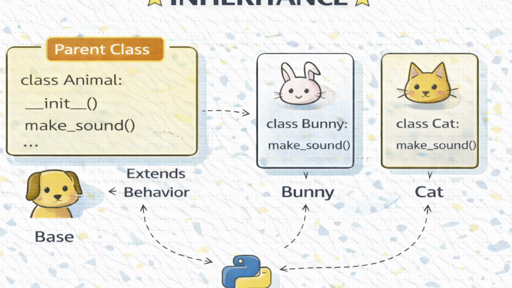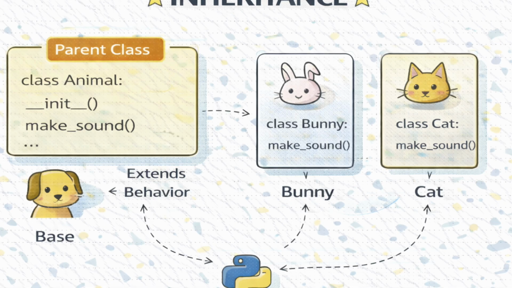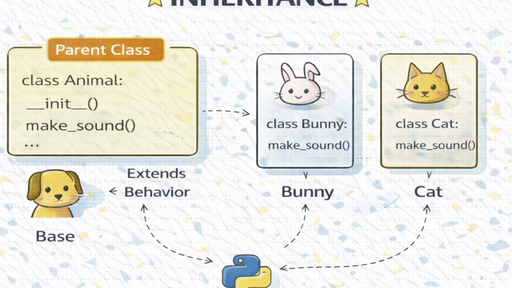LSP, that sounds formal. Why is it so important? Well, it's the ultimate test for whether your inheritance structure is sound. It states that a child class must be able to replace its parent class anywhere in the code, and the program should still work perfectly. Without causing any errors or weird behavior? Right. But, and this is the crucial part, the reverse is never allowed. A parent can't just stand in for a child. If you can swap the child for the parent and everything works, your design is solid.